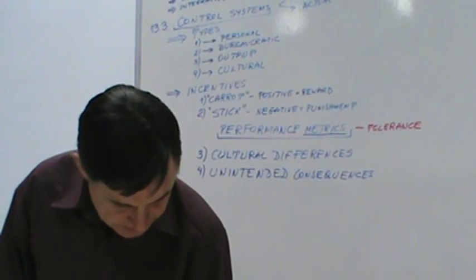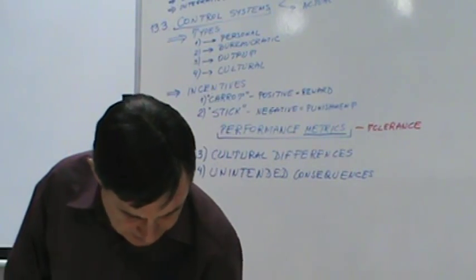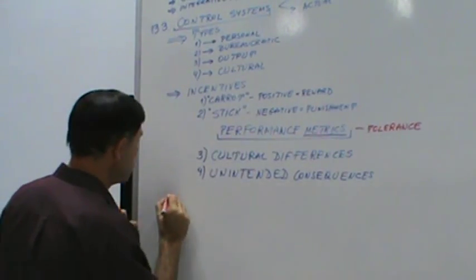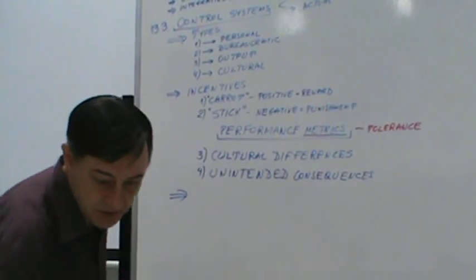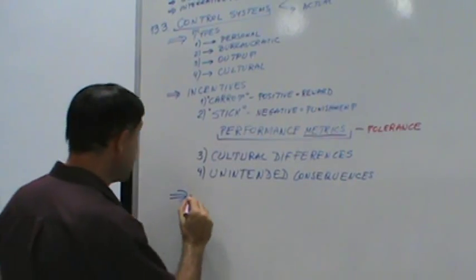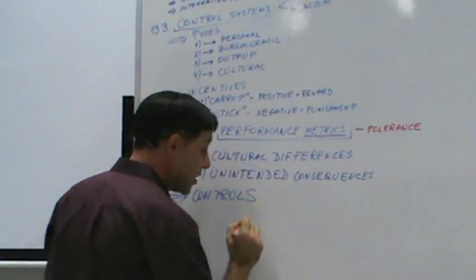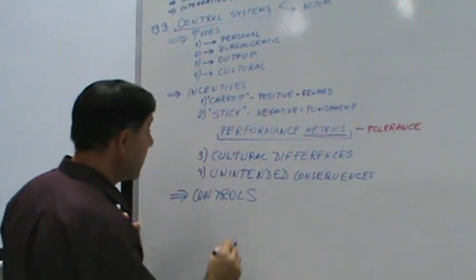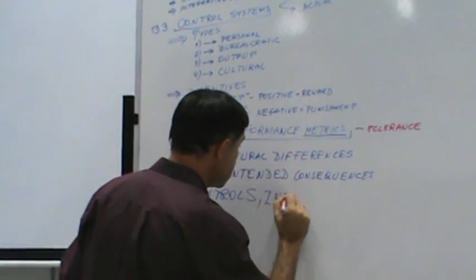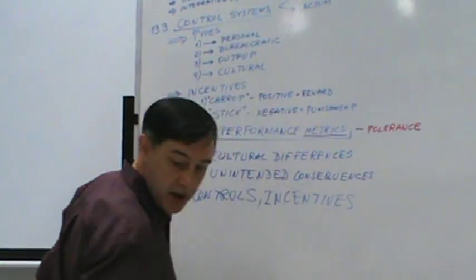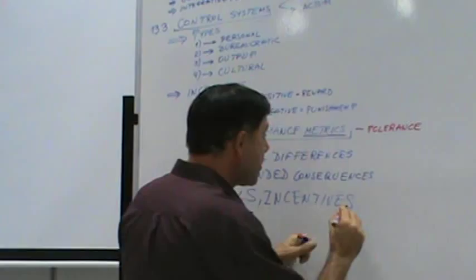Let's see what else. Incentive systems. All right, so the next subsection within incentive systems is, again, control systems. So, controls, incentives, and strategy.